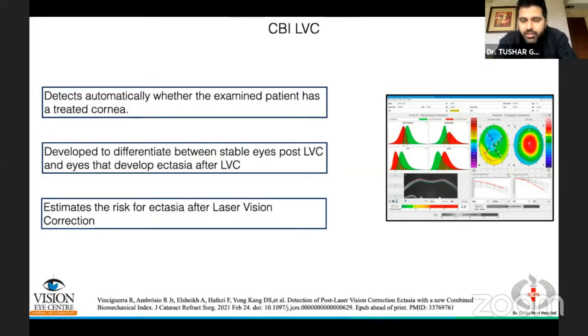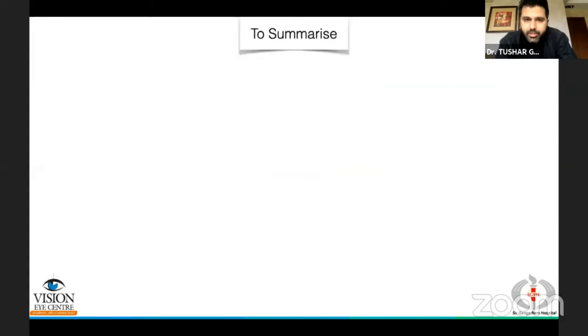Otherwise, all the other parameters appear abnormal in these corneas. But here, it automatically picks up that this particular patient has undergone a laser vision correction, and you're able to differentiate between stabilized post-refractive surgery versus eyes that develop ectasia or that could develop ectasia after LVC. So this is particularly useful for these patients.